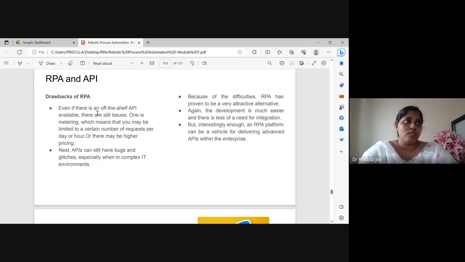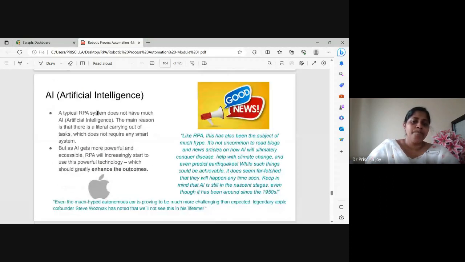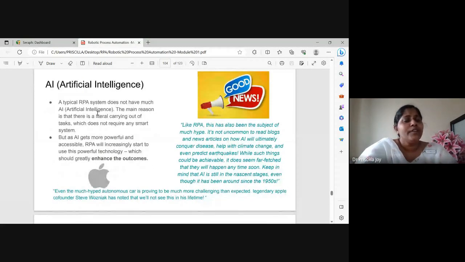So these are some of the drawbacks which might happen when we integrate RPA as well as APIs. To get rid of them, we'll go with artificial intelligence. Artificial intelligence might be the most powerful as well as accessible technology, and it might enhance the outcomes. In addition, it will think like a human and perform in an intelligent way.